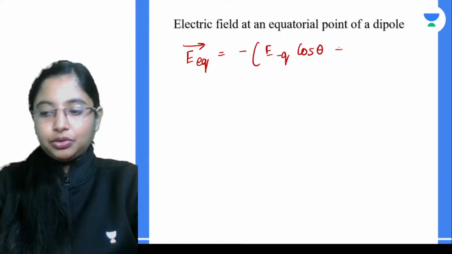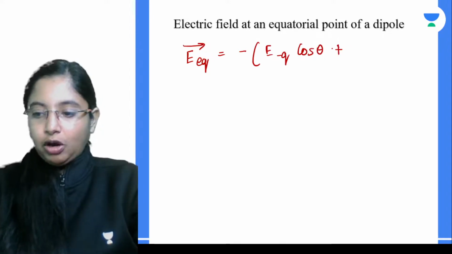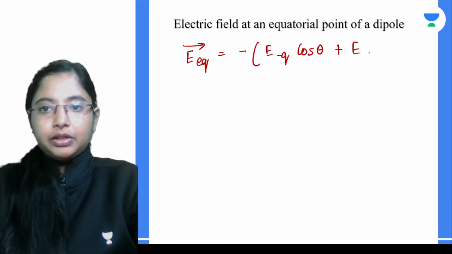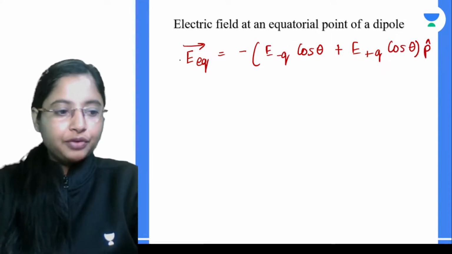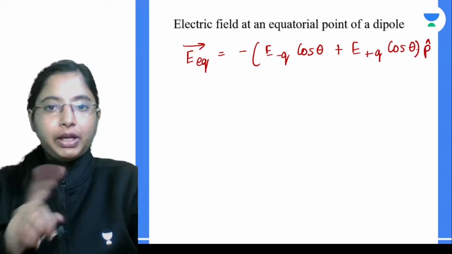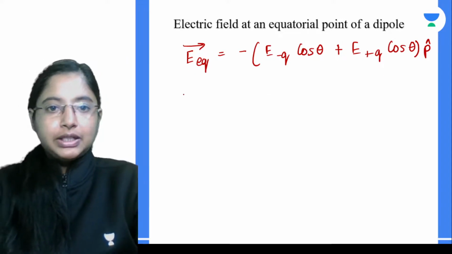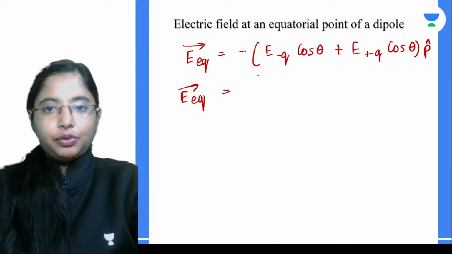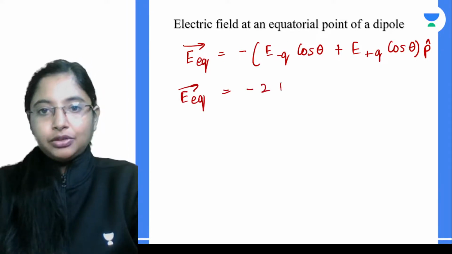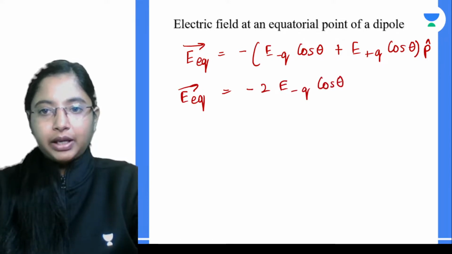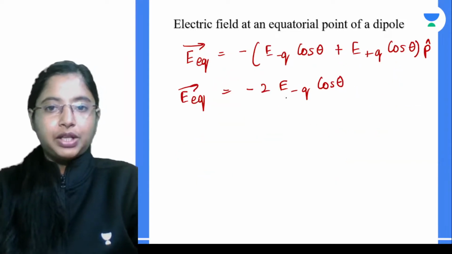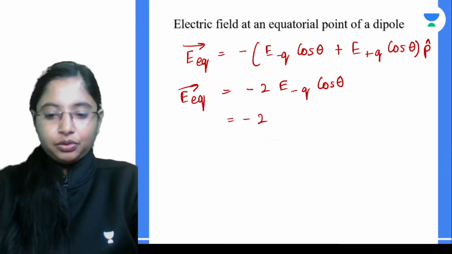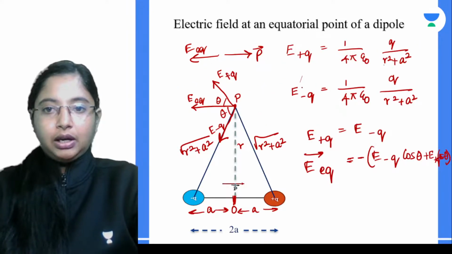We are just adding those two vectors, the components that are parallel to the dipole axis. So this is basically plus Q cos theta into P cap, with a minus sign simply because the electric field and the dipole moment are in opposite directions. Now this is nothing but minus 2, and we can substitute for any one, because magnitude wise they are both the same. E plus Q and E minus Q are both the same. Now let's substitute for E plus Q or E minus Q over here.